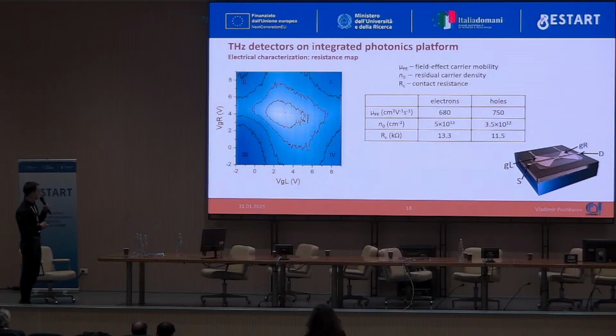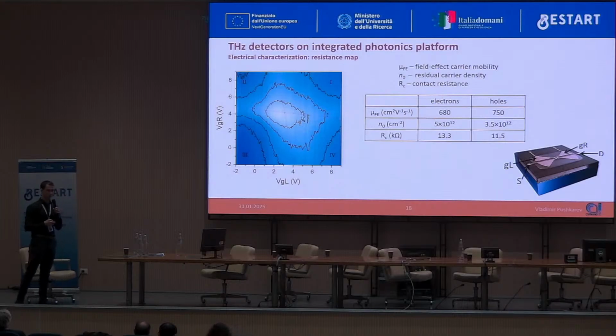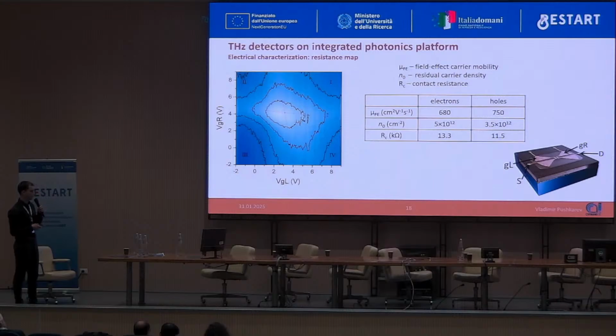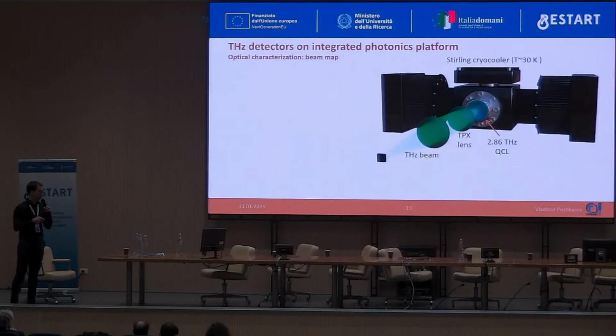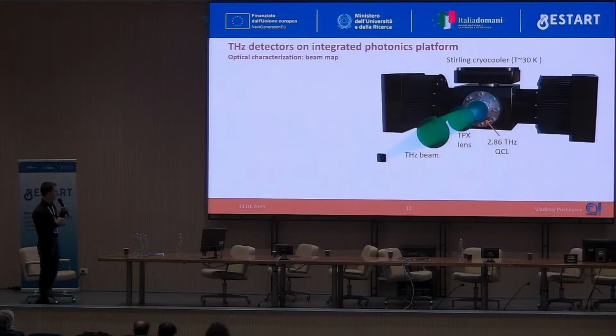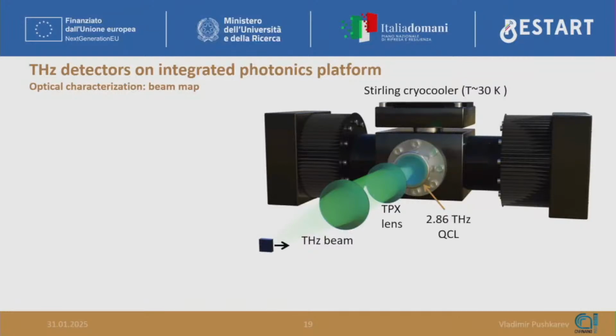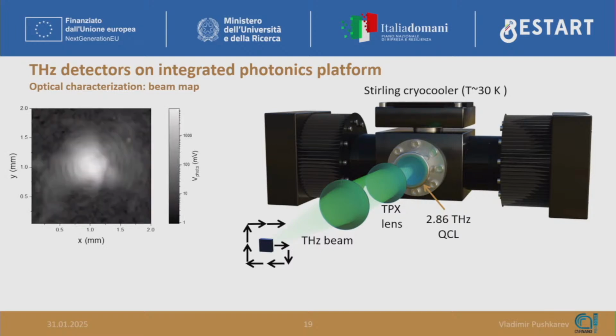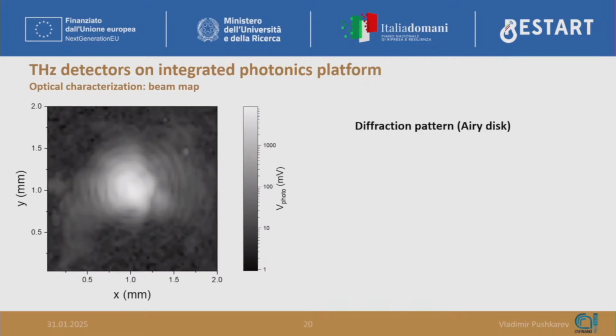This resistance map allowed us to retrieve some electronic parameters of the graphene and of the device, and they correspond to the results of other devices on semiconductor substrates like silicon, which means that our polyimide spacer layer does not affect the properties of the graphene. Next, we perform the optical measurements by focusing our terahertz light onto the detector. We retrieve the intensity distribution in the focal plane by precisely controlled raster scanning of our detector, which is quite small, and it results in a very nice diffraction pattern, which corresponds to an Airy disk with 8 orders of diffraction and a signal to noise ratio of 2000.